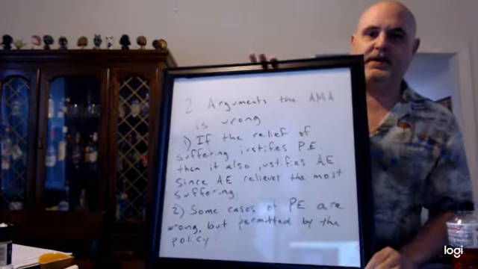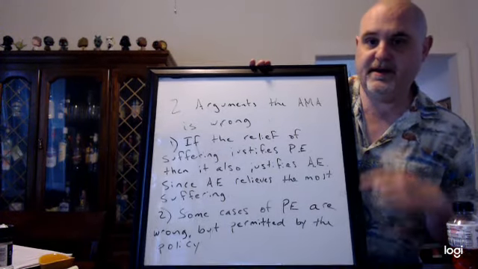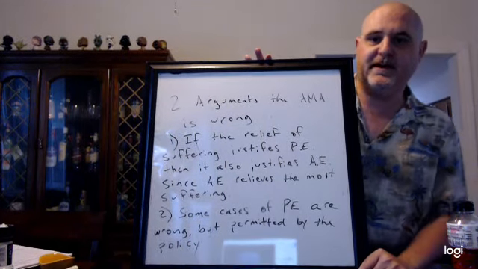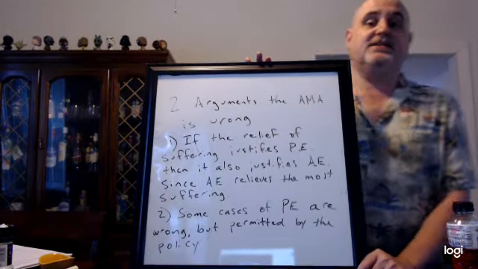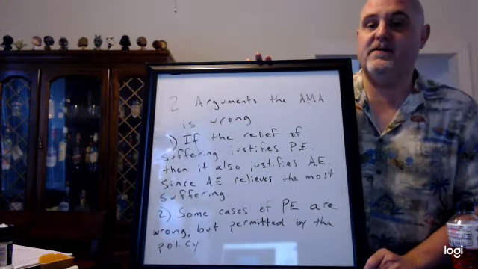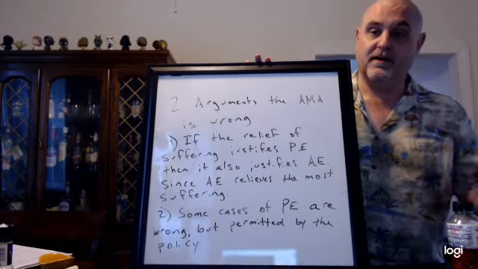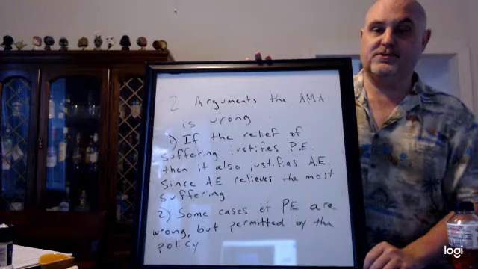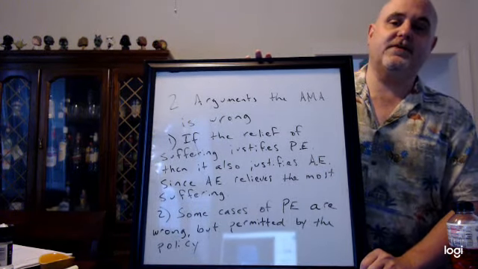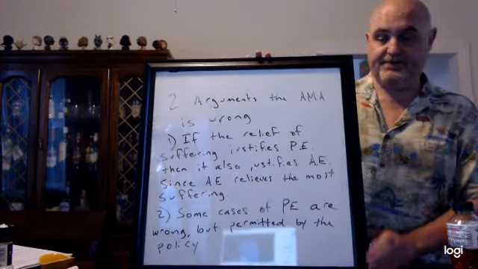our notes then. Two arguments that the AMA's policy is wrong. One is that if relief of suffering justifies passive euthanasia, then it also justifies active euthanasia, since active euthanasia relieves the most suffering. Secondly, some cases of passive euthanasia, like the Baby Doe case, like the case where parents are just refusing to allow doctors to do surgery, some cases of passive euthanasia are wrong, but they, Rachel says, are permitted by the policy.